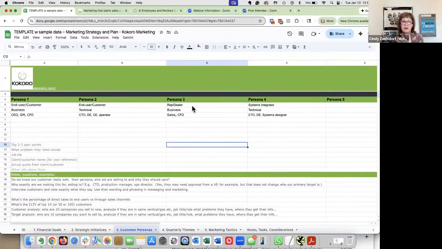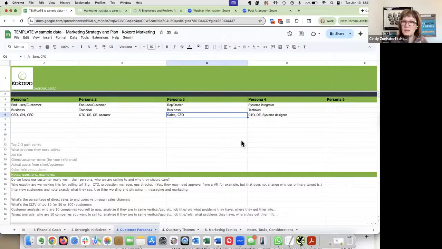And if a rep or dealer that I work with who's selling my stuff reads this, does it also address it, or do we need some separate marketing for them? So for a rep or a dealer, think about the salesperson, the CFO at that company, and what do they care about? Because it's going to be slightly different to what our first two personas care about.